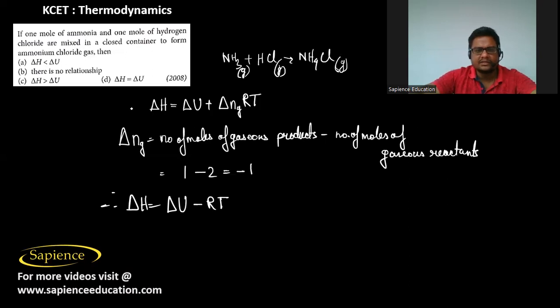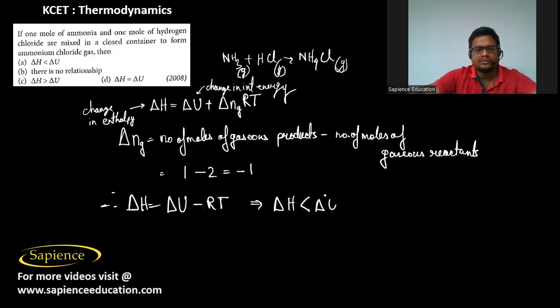As we know, delta H is the change in molar enthalpy, and delta U is the change in molar internal energy. So here, as you can see, delta H will be slightly less than delta U. Therefore delta H is less than delta U. So option A is the correct answer.